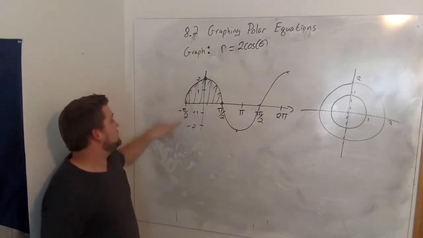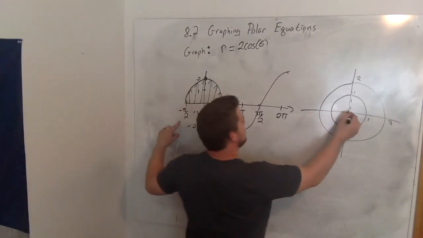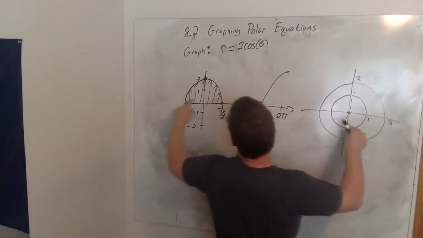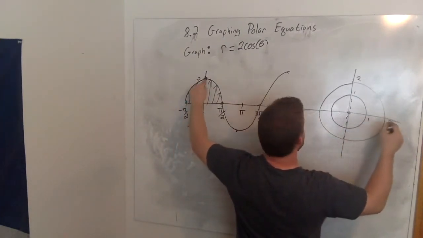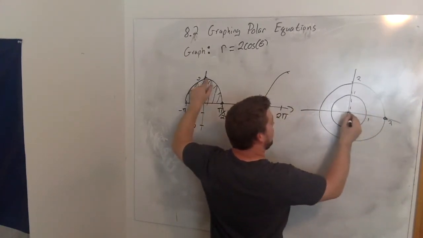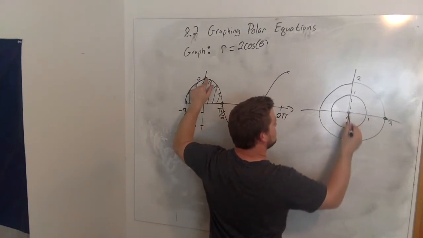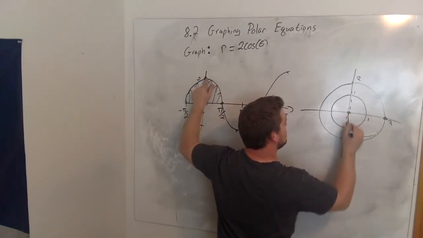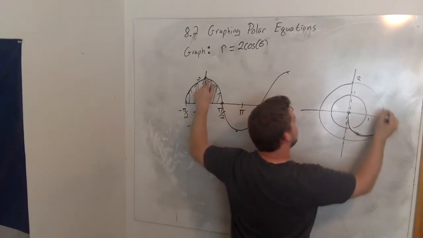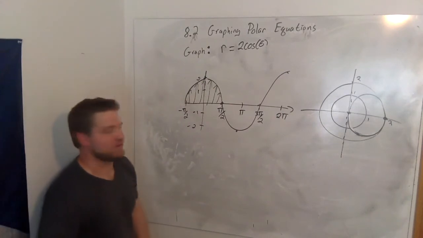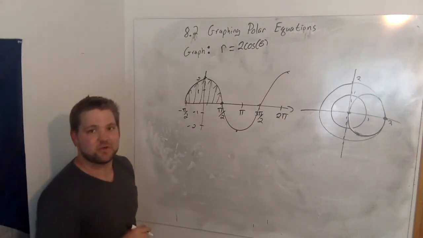So at negative pi over 2, we have an angle of 0. And as we rotate, the radius gets bigger. It's going to be at 2 when we're at an angle of 0. And then it's going to go back to 0. So the graph, the radius is going to be increasing and then decreasing. And this was that circle that we saw earlier. So I guess just try to sketch it really quick.